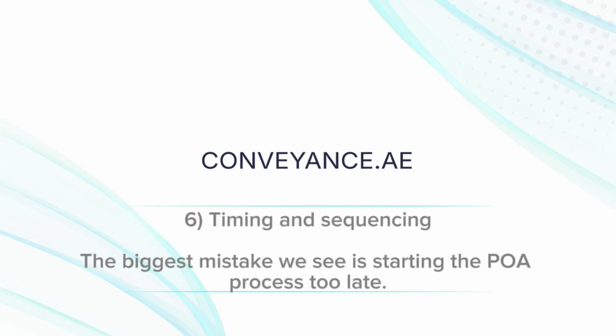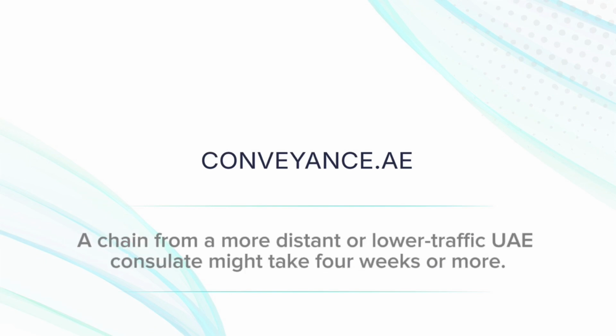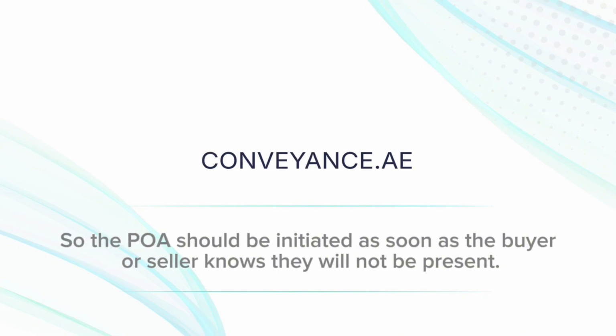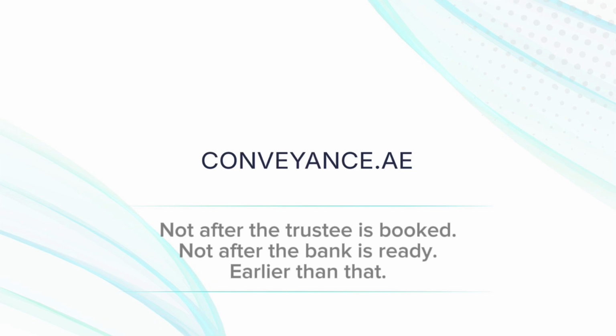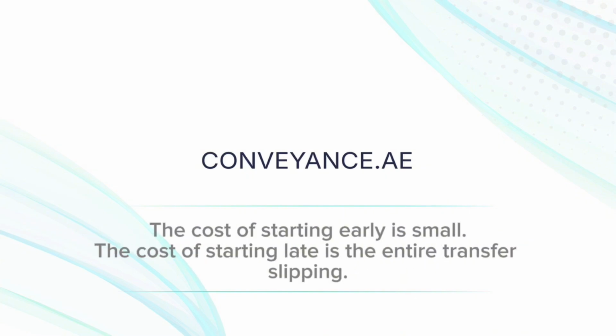6. Timing and sequencing. The biggest mistake we see is starting the POA process too late. A POA chain from a major European country might take 2 weeks if everything goes smoothly. A chain from a more distant or lower traffic UAE consulate might take 4 weeks or more. So the POA should be initiated as soon as the buyer or seller knows they will not be present. Not after the trustee is booked, not after the bank is ready. Earlier than that. The POA should be ready before it is needed, not the other way around. The cost of starting early is small. The cost of starting late is the entire transfer slipping.